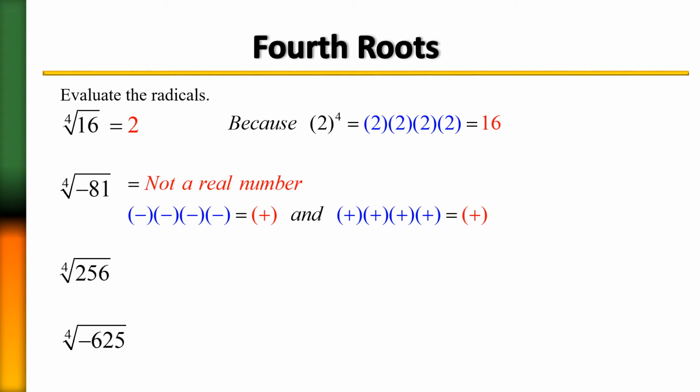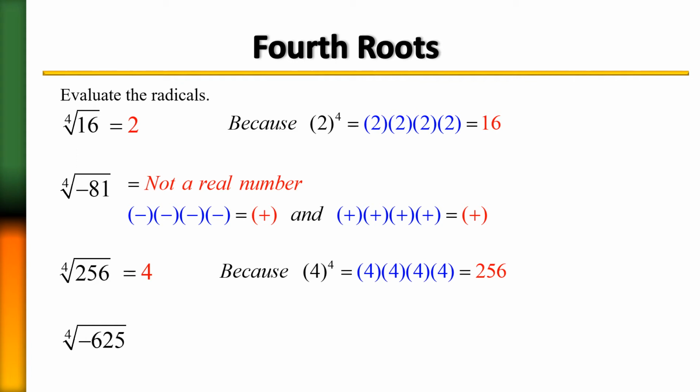Let's find the fourth root of 256. I want to know what number, when I multiply it 4 times, will equal 256. So if you have your calculator handy, go ahead and see if you can find the fourth root of 256, or you can do it mentally. If you said 4, that is correct. If I multiply the number 4, 4 times, it is going to equal 256.